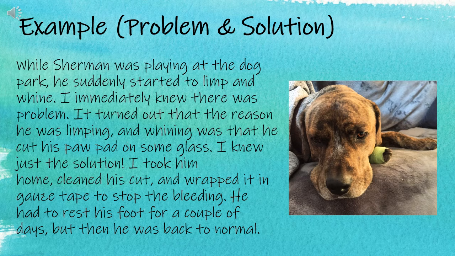Here's an example of the problem and solution text structure. While Sherman was playing at the dog park, he suddenly started to limp and whine. I immediately knew there was a problem. It turned out that the reason he was limping and whining was that he cut his paw pad on some glass. I knew just the solution. I took him home, cleaned his cut, and wrapped it in gauze tape to stop the bleeding. He had to rest his foot for a couple of days, but then he was back to normal.